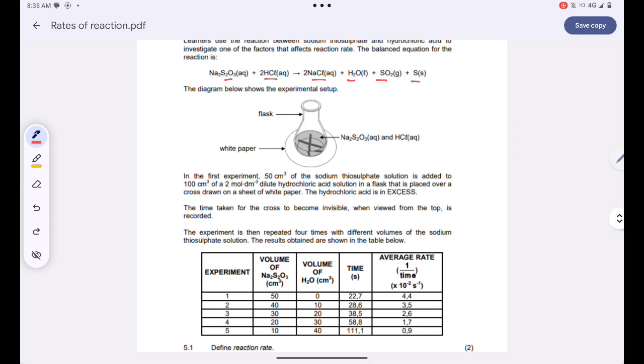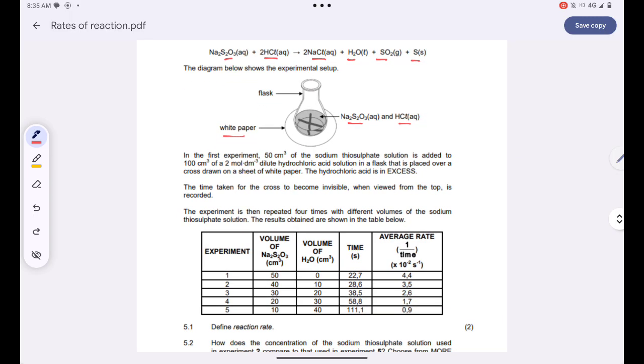And then we are told that the diagram below shows the experimental setup. We do have our flask, and inside our flask we have our reactants, which is sodium thiosulfate as well as hydrochloric acid, and then underneath the flask we have our white paper. In the first experiment, 50 cubic centimeters of sodium thiosulfate solution is added to 100 cubic centimeters of 2 mole per cubic decimeter dilute hydrochloric acid in a flask that is placed over a cross drawn on a sheet of white paper.